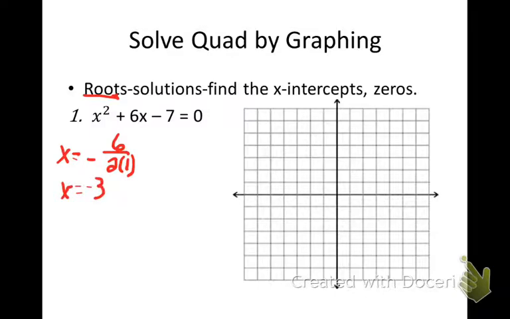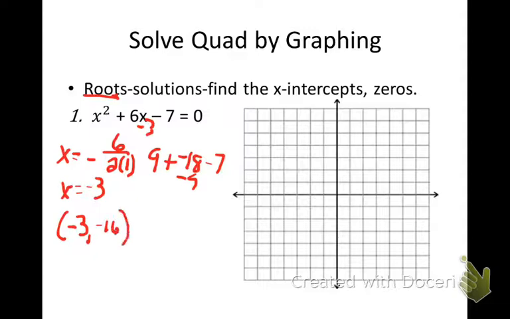Now I'm going to put in negative 3 up here and find my vertex point. Negative 3 squared would be 9, plus 6 times negative 3 would be negative 18, minus 7. So this is negative 9 minus 7. So I get actually my vertex point is negative 3, negative 16.